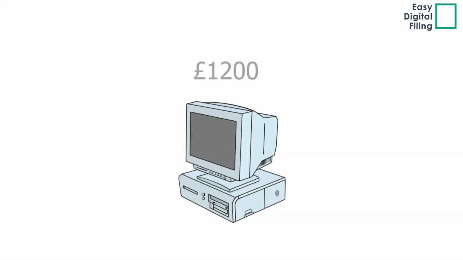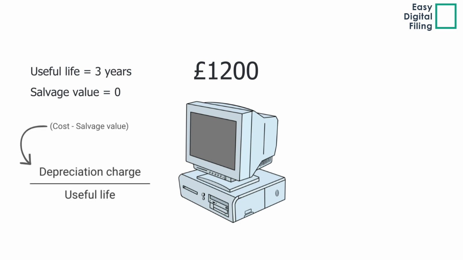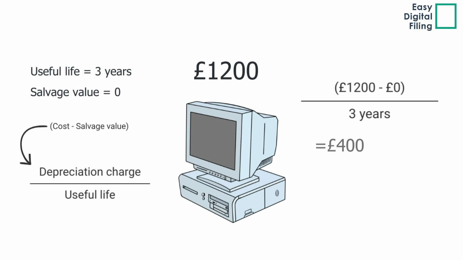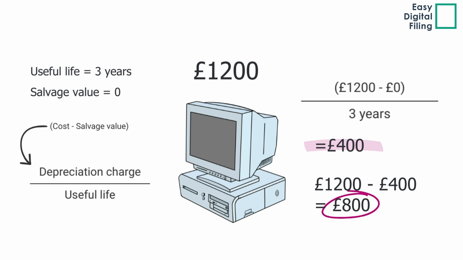So the worked example, year one. You buy a computer for £1,200. It has a useful life of 3 years and zero salvage value. So here's the calculation. The depreciation charge would be your £1,200 minus zero, divided by 3 years, and that gives you £400 per year. The remaining asset value would be £1,200 minus £400, which leaves you with £800.